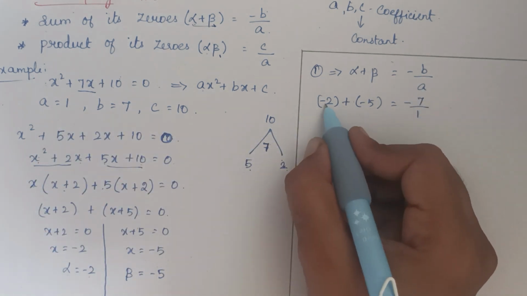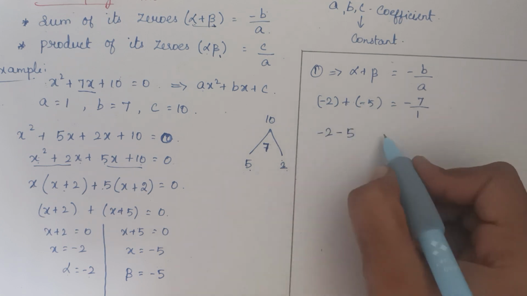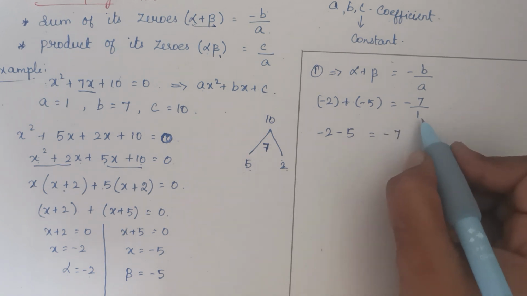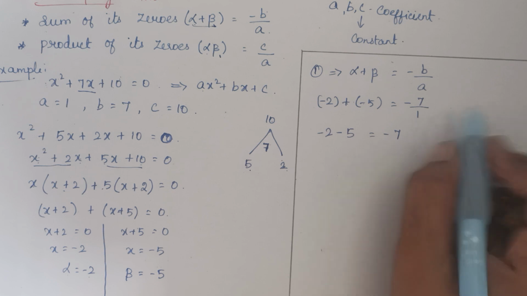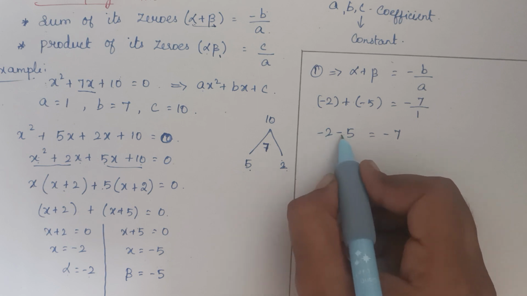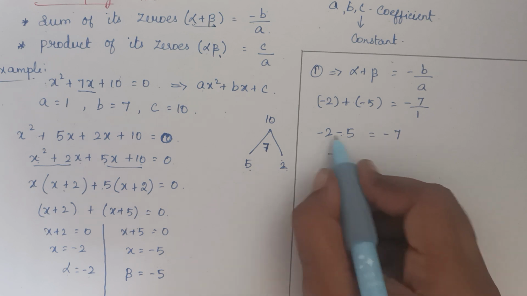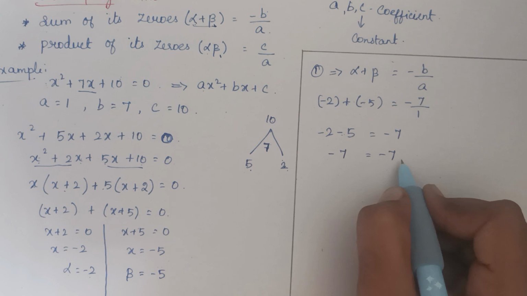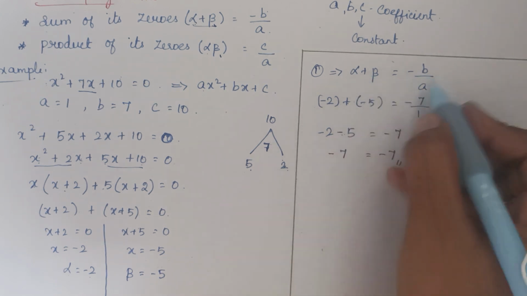Now minus 2 plus minus 5 is equal to minus 7, divided by 1. If the denominator is 1, we don't need to mention it. Okay, so the two symbols are the same, minus minus. So we can mention the symbol and add the numbers. So 2 plus 5, 7. Minus 7 is equal to minus 7. So we got the same value. Okay, so hence it is proved.